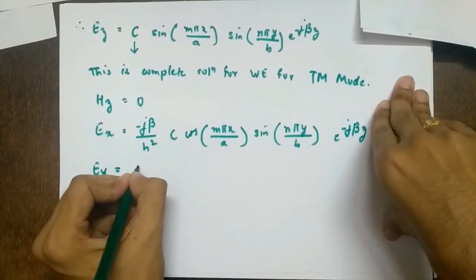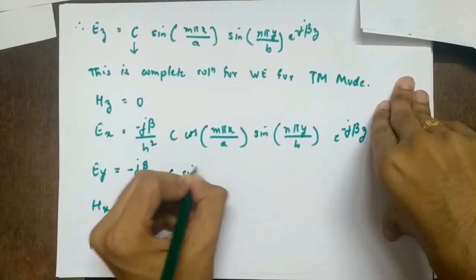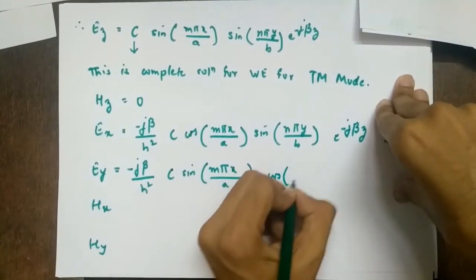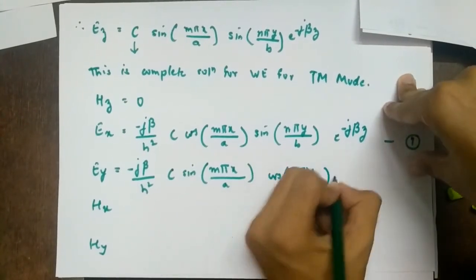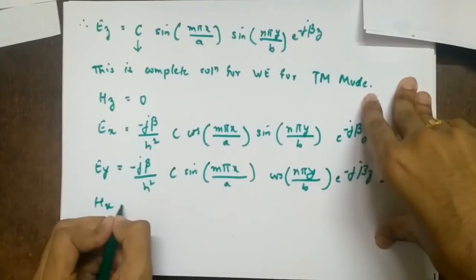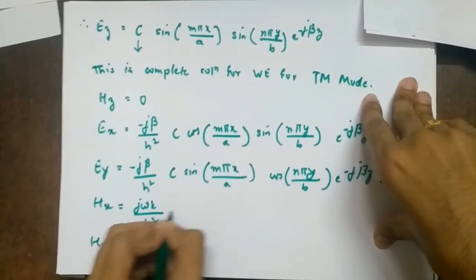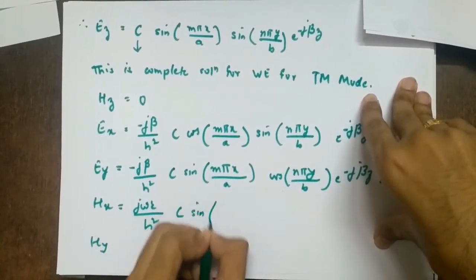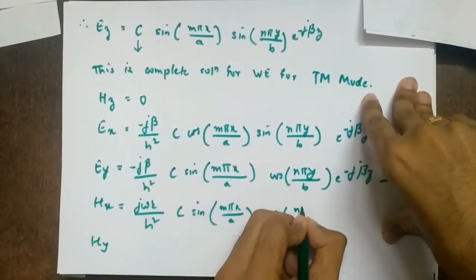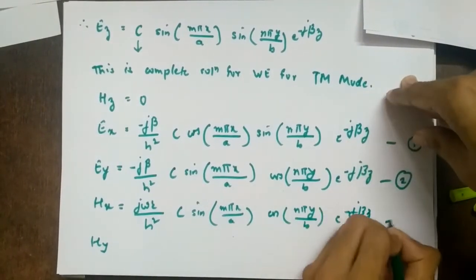Ey is minus j beta by h square into C sine of m pi x by a cos of n pi y by b e raised to minus j beta z, equation 2. Then Hx is j omega epsilon by h square into C sin of m pi x by a cos of n pi y by b e raised to minus j beta z, equation 3.